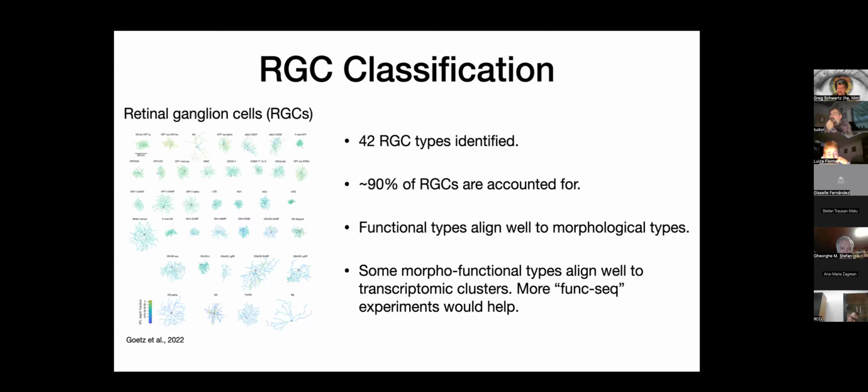As far as the transcriptome, some of these morphofunctional types align very well with transcriptomic clusters. Others don't so well. So there were 45 transcriptomic clusters. We matched about 25 of them. Part of that's because we don't have enough data. We should just get more FuncSeq experiments. They're expensive. But part of it also may be that something that looks like a nice cluster in UMAP is not necessarily a cell type.